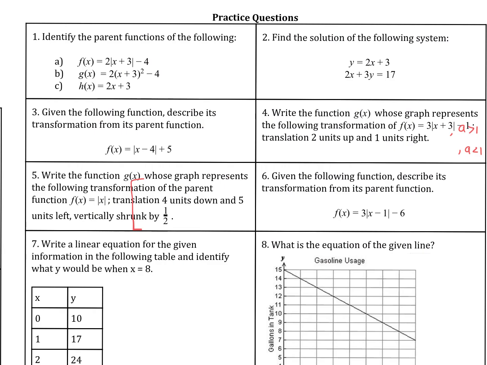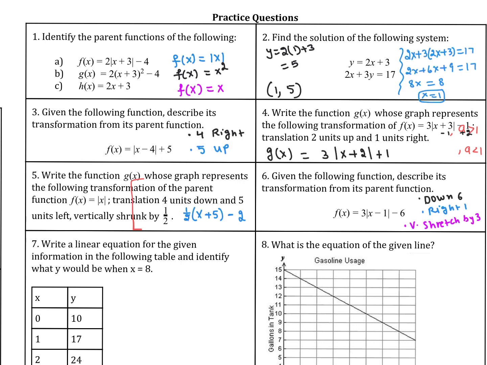Now we are going to discuss practice questions. For number 1, the first function is an absolute value function and its parent function is f(x) = |x|. Second is a quadratic, so its parent function is x squared. Third one is a linear function, so its parent function is equal to x. For number 2, the answer, I solved it very quickly, is substituting the y here, which is 2x plus 3, and solving for x and y.